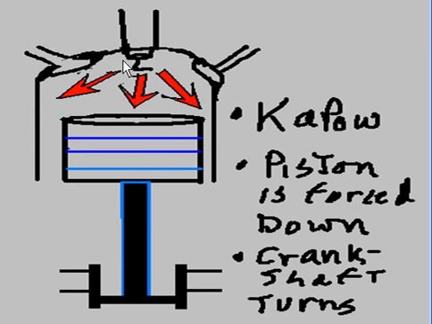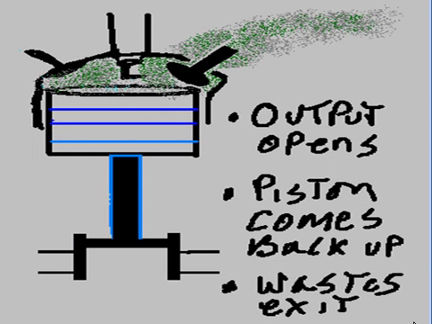Then kapow! The spark plug ignites the gas and air. The piston is forced down, and the crankshaft turns. Now the output port opens, the piston comes back up, and wastes exit.